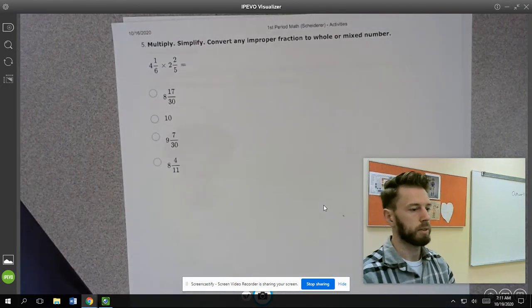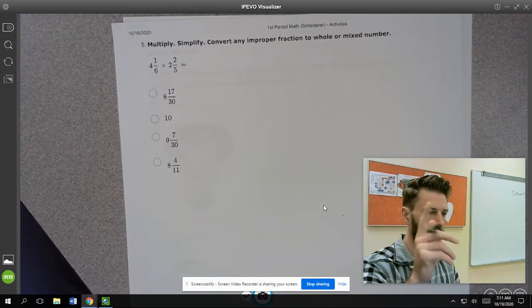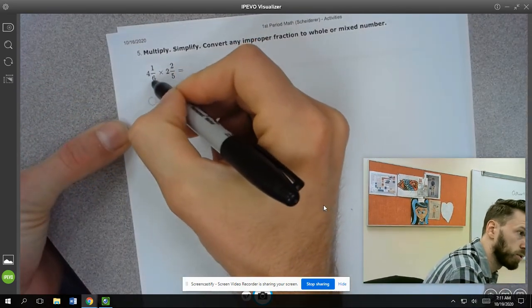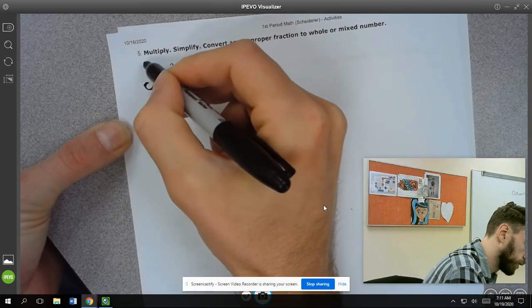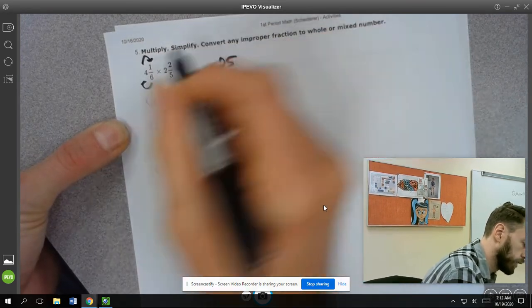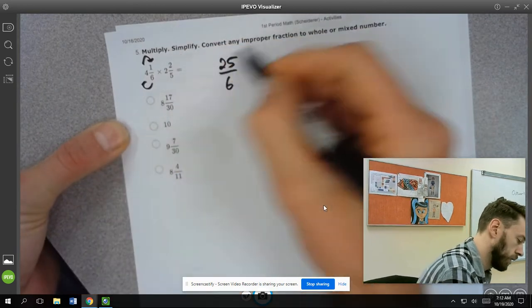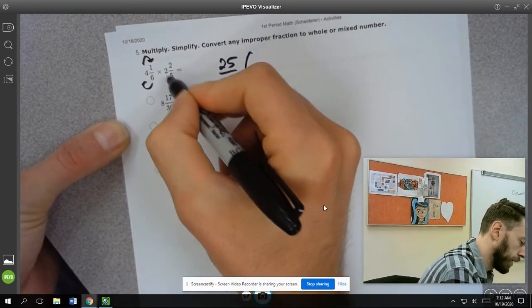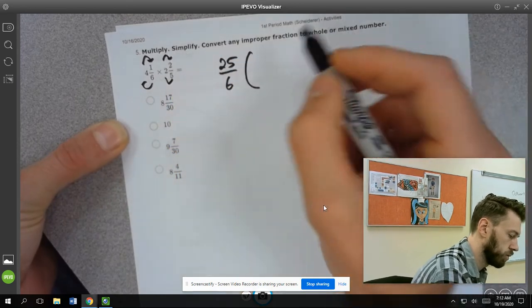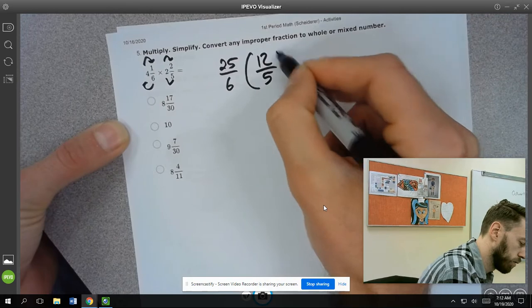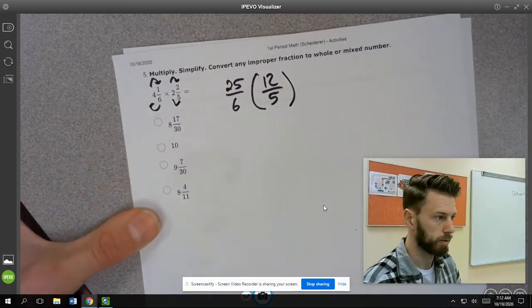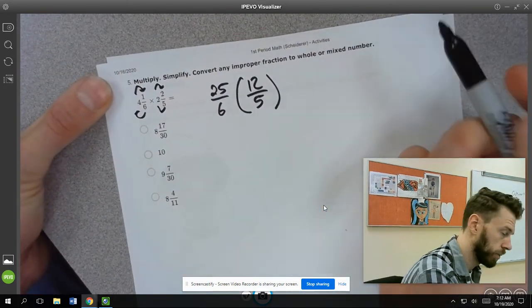Number 5, we got some mixed numbers here. We have to multiply them together, so we have to turn them into improper fractions first, and then just multiply like normal. 6 times 4 is 24, plus 1 is 25. So that would be 25 sixths. And then multiplying that by 2 and 2/5, so 5 times 2 is 10, plus 2 is 12. And then we can multiply them. I'm going to go ahead and simplify first, make this a little bit easier on myself.